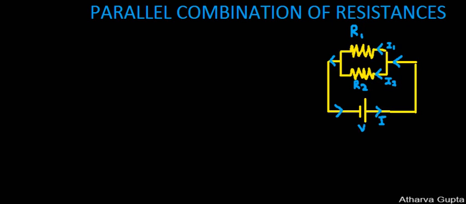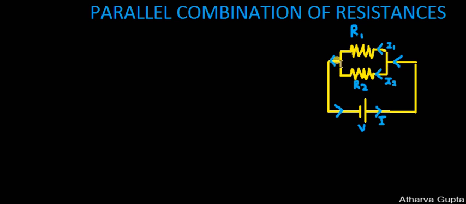So in today's video, we are going to talk about the parallel combination of resistances. Whenever the current is distributed among the resistances, we call it the parallel combination. As you can see in this diagram right here, the current is taken out from the cell, say of voltage V, and when it passes through the two resistances, it distributes into I1 and I2. So we know that I is equal to I1 plus I2.